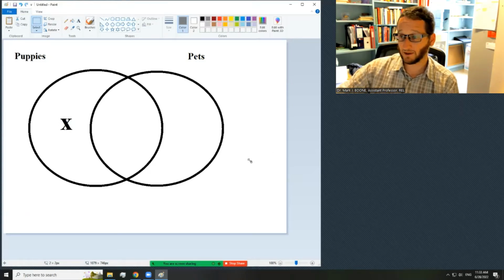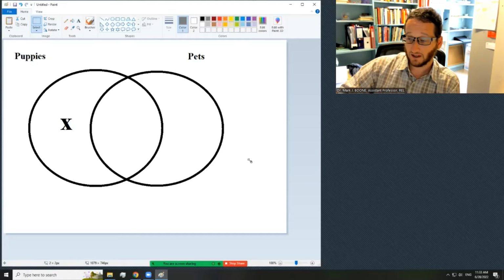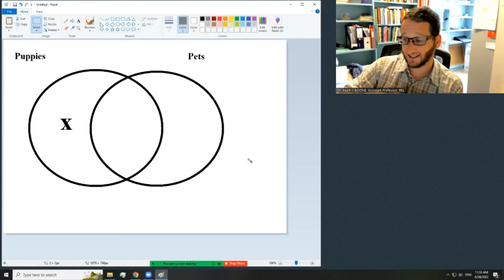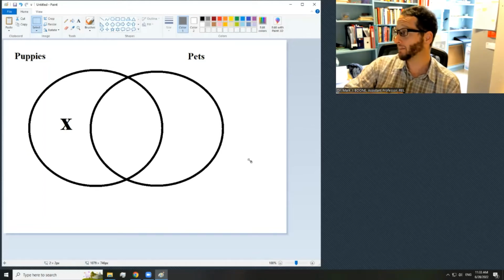Therefore, some pets are not puppies. Nope, you cannot make that inference. The chart just looks like this. You have an X in the puppy-only region of the puppy circle. And it means some puppies are not pets, and it doesn't tell us anything about whether some pets are not puppies. We just don't know that from the premise.